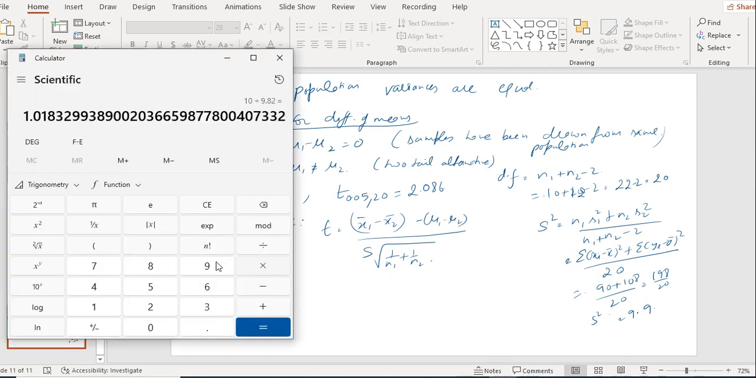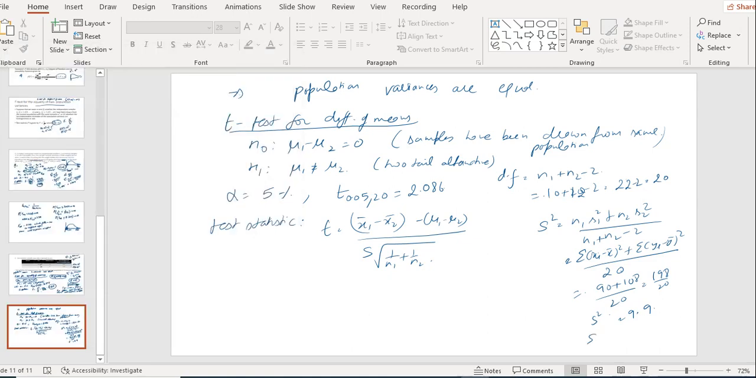90 plus 108 divided by 20, and then we take its square root. So the value of S is 3.1464.